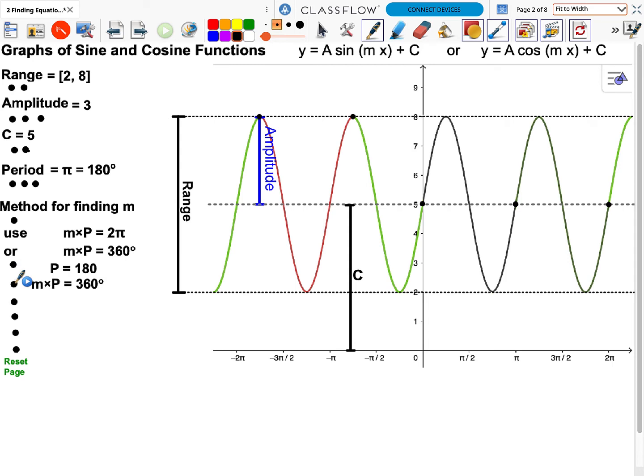We're going to substitute into this formula. So m times p is the formula we're substituting into. It's 360. And we know that p is equal to 180. So therefore we divide both sides by 180 and we get m is equal to 2.